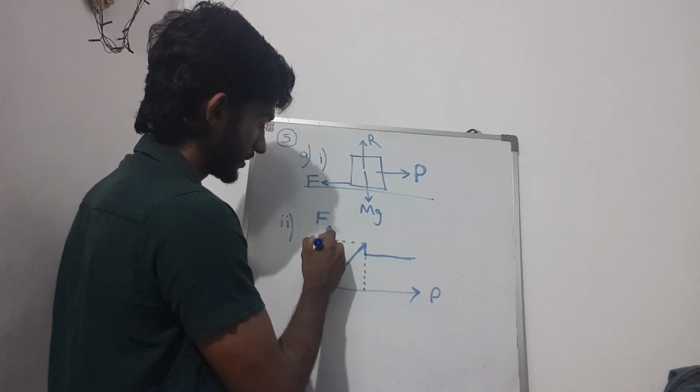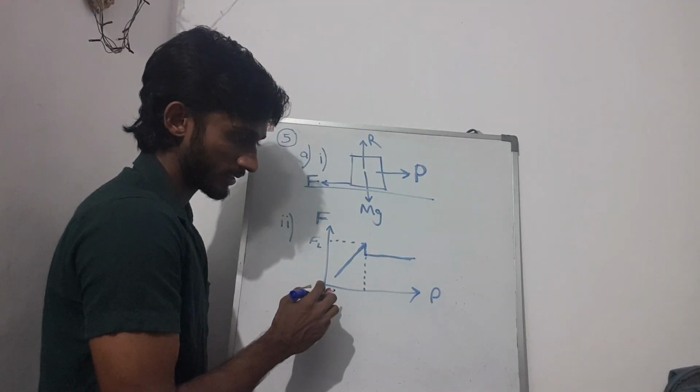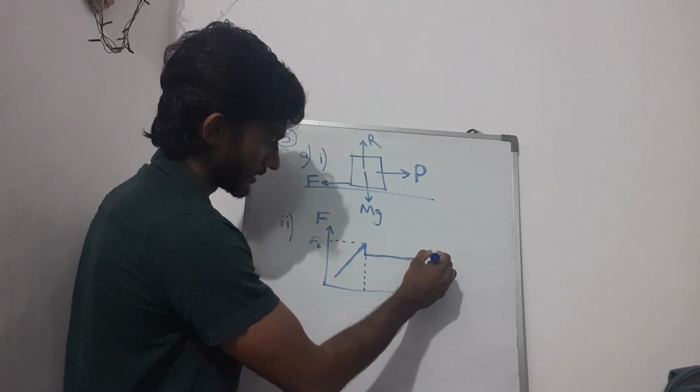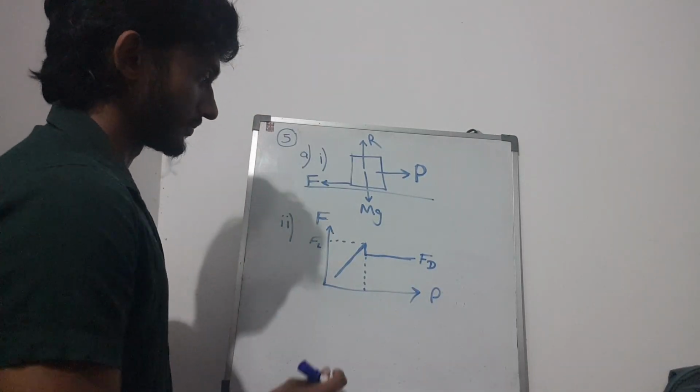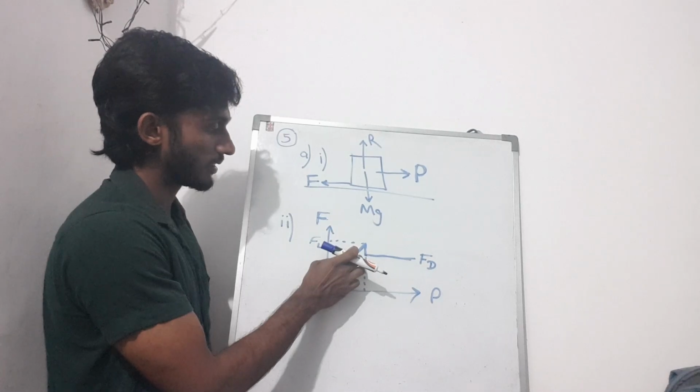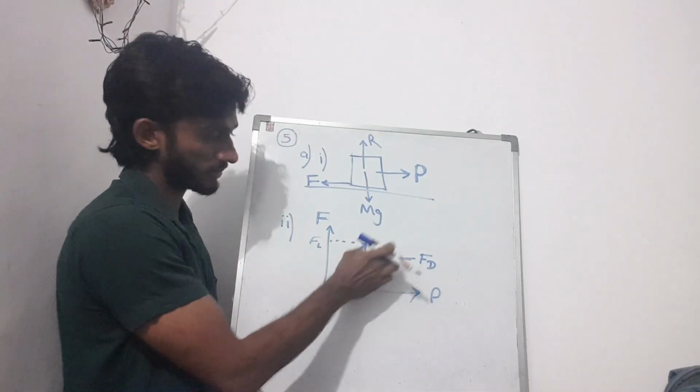That is the limiting friction. That is the dynamic friction. At that point, the block starts moving.